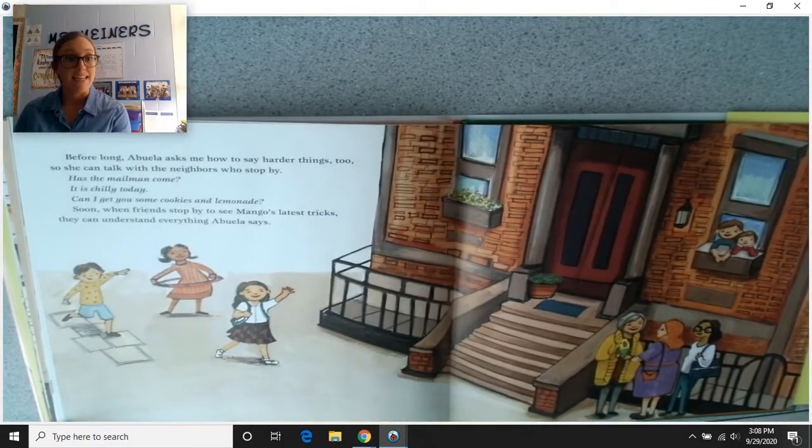Before long, Abuela asks me how to say harder things too, so she can talk with the neighbors who stop by. "Has the mailman come?" "It is chilly today. Can I get you some cookies and lemonade?" Soon, when friends stop by to see Mango's latest tricks, they can understand everything Abuela says.